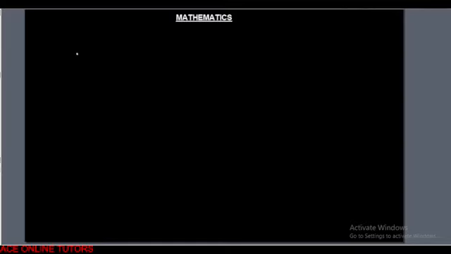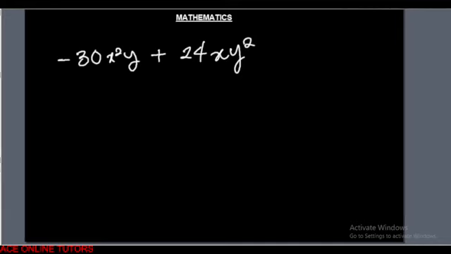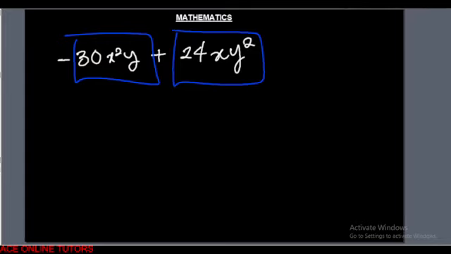Let's say we have been given minus 30x squared y, then plus 24x y squared. So we are asked to factorize. So how many terms are we having? Automatically we are having 2 terms, 1 and 2. You count the number of signs to know the number of terms. Now, where are the terms themselves? These are the terms. This is the first term, this is the second term.